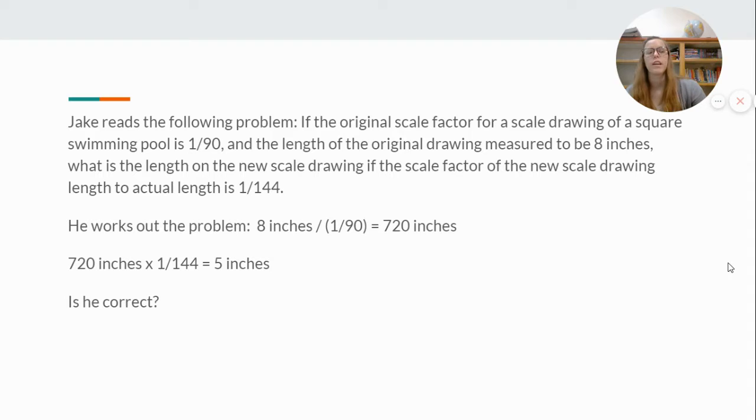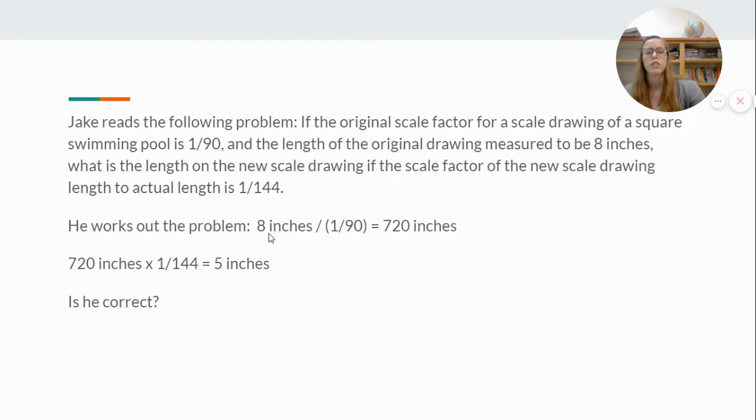If the original scale factor for a scale drawing of a square swimming pool is 1/90, and the length of the original drawing measured to be 8 inches, what is the length on the new scale drawing if the scale factor of the new scale drawing length to actual length is 1/144?